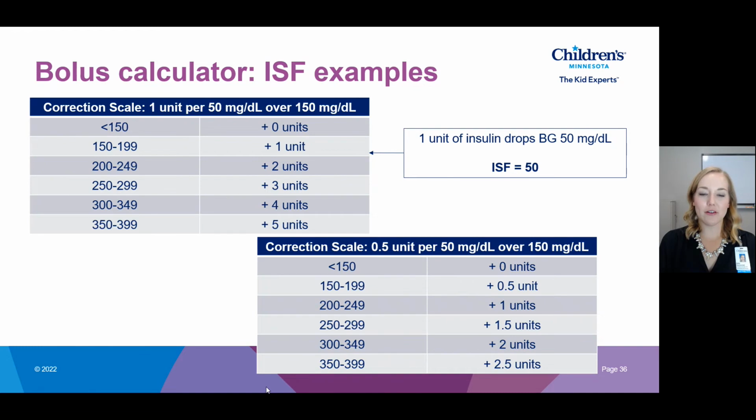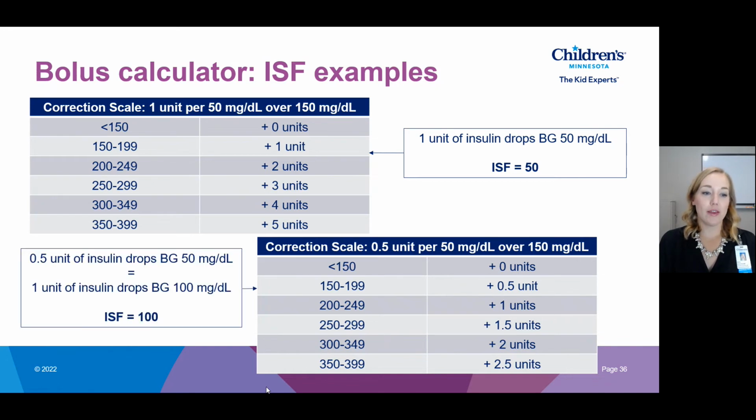Let's look at a half unit scale. So this scale is a half unit for every 50 points over 150. And so for this one, if a half unit is expected to drop the blood sugar 50 points, then a whole unit is expected to drop the blood sugar 100 points. In this scenario, your ISF is 100.